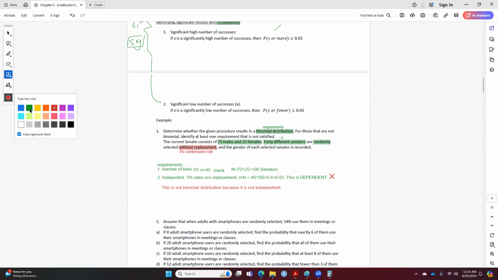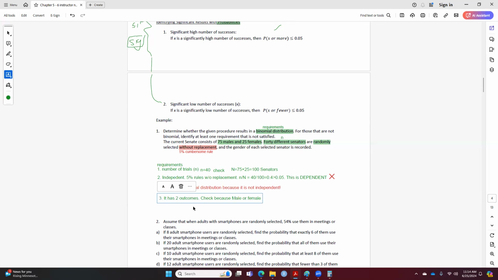Now let's continue checking the rest of it. The third one says it has 2 outcomes. Because it's binomial, the word bi means 2. So that means that this has 2 outcomes. This is checked because we are recording the gender of it. So either you get male or female. Okay, so that is good news. The last one is the probability is the same for each trial. Now, this one is also checked.